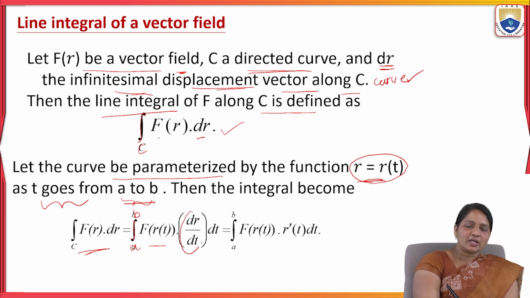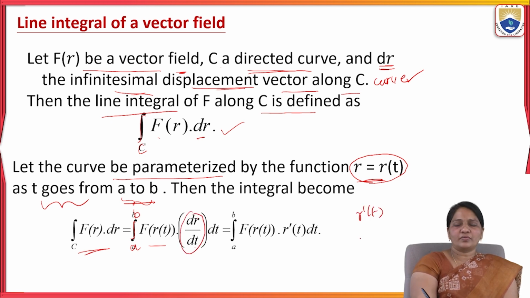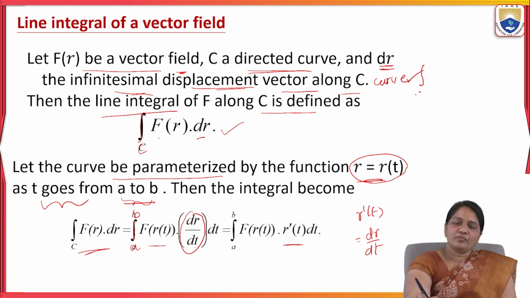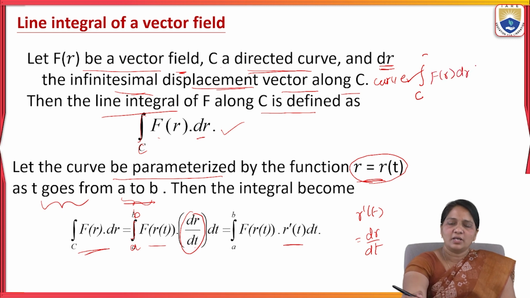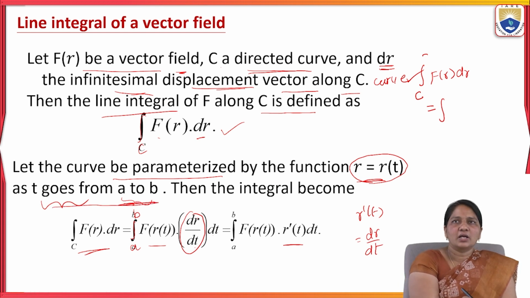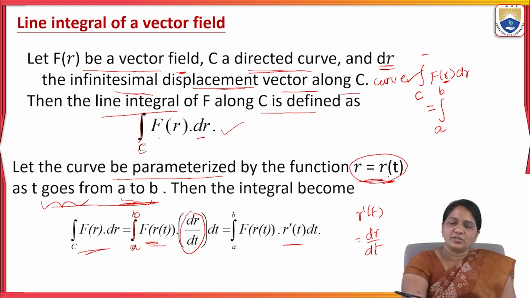So we can write this as r dash of t. r dash of t is nothing but dr by dt, the derivative of r. In place of that we write r dash of t into dt. So the integral over C of F of r dr is equal to the integral with limits from a to b, and in F of r, in place of r we are replacing r of t.